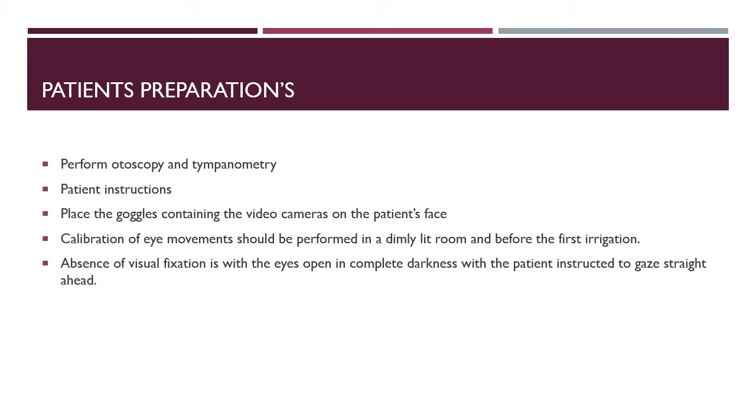Then place the goggles containing the video cameras on the patient's face and adjust the position of the goggles and the camera to achieve a clear view of the pupils of the eyes even if the patient looks to the extreme of gaze. Before we start with the test, calibration of the eye movements should be performed in a dimly lit room and before the first irrigation. It is generally unnecessary to carry out further calibration unless the cameras are moved within the goggles or if the goggles are removed or repositioned. So we can follow the procedure recommended by the manufacturer for the positioning.